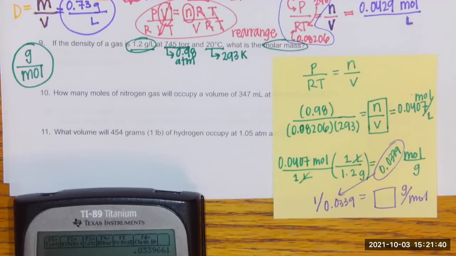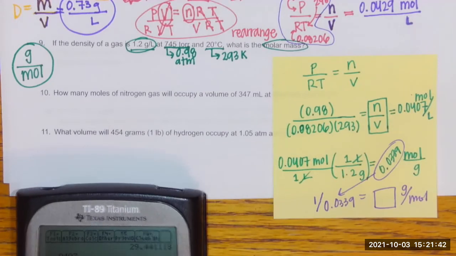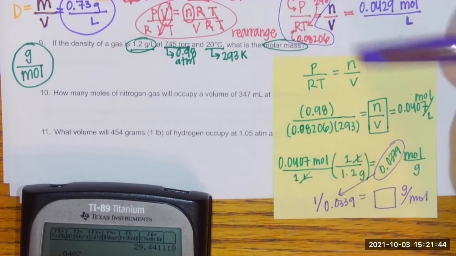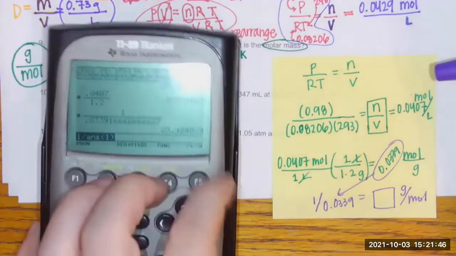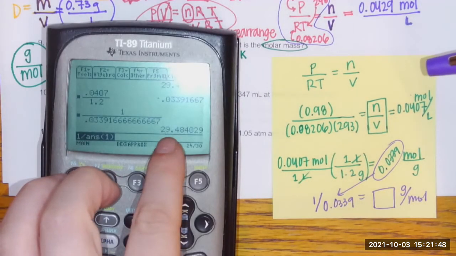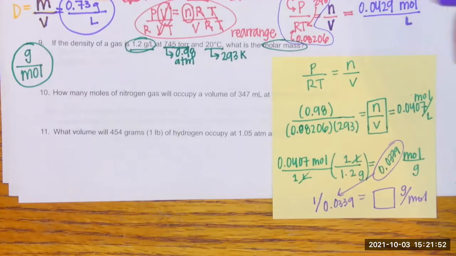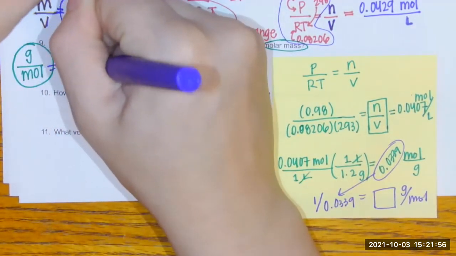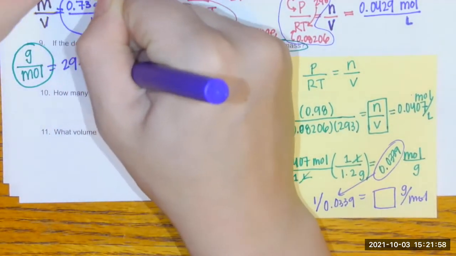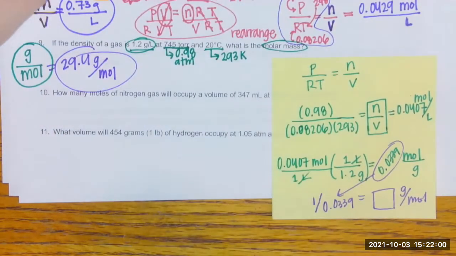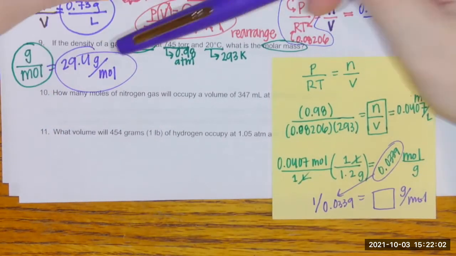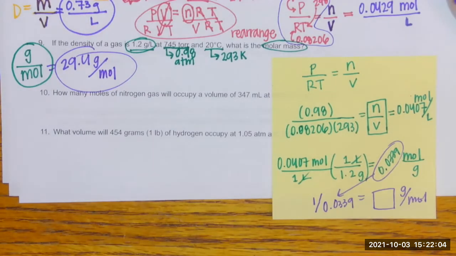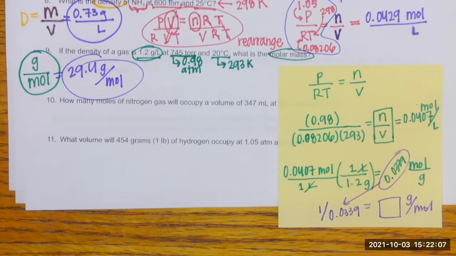So 1 divided by that equals, I'm getting that my molar mass would be 29.4. That's how many grams are in a mole of that. This is how much it would be if whatever this gas was, you looked it up on the periodic table. That's your grams per mole.